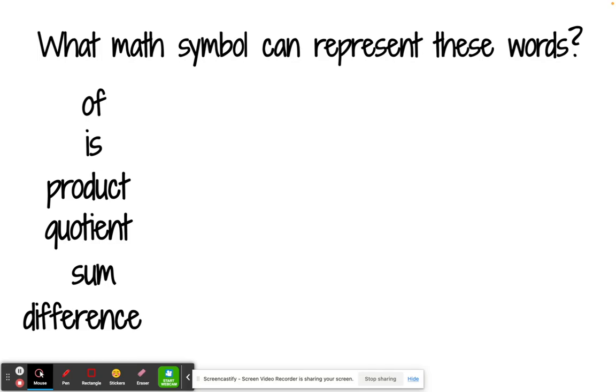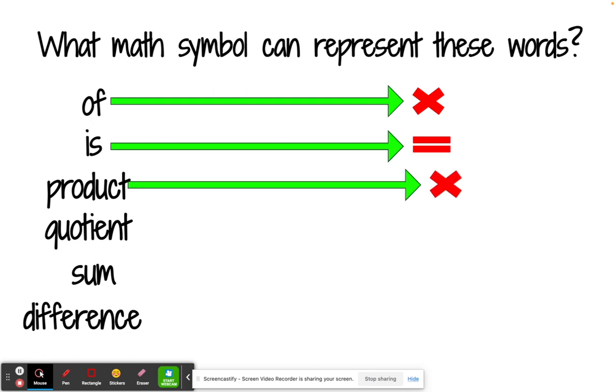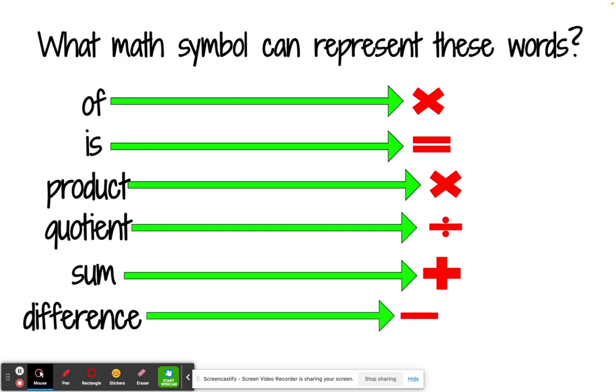Let's just do a quick review of what some math symbols represent. When we see the word of, we should think of multiplication. Is, we should think of equals. Product, again, multiplication. Quotient, we're talking division. Sum, addition. And difference is subtraction.